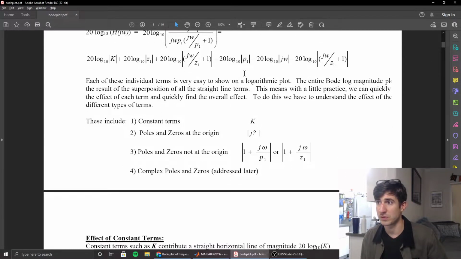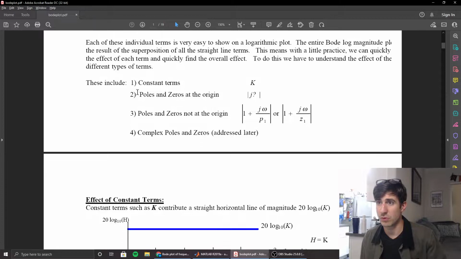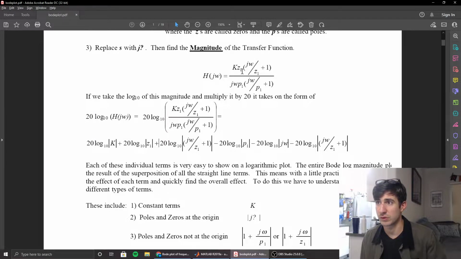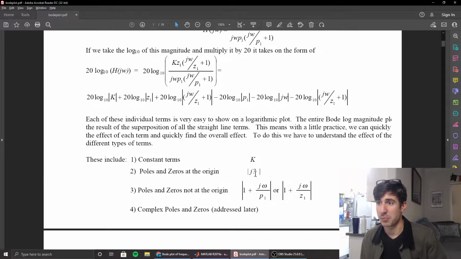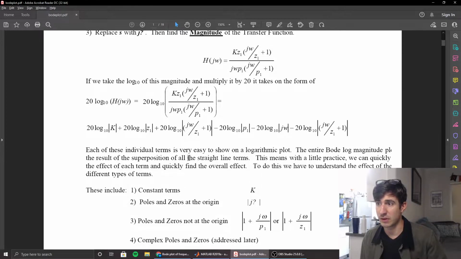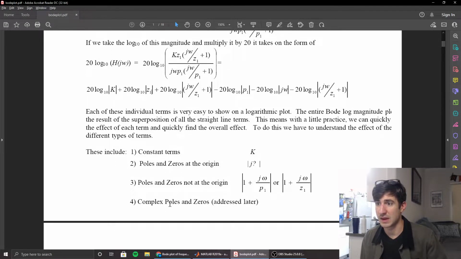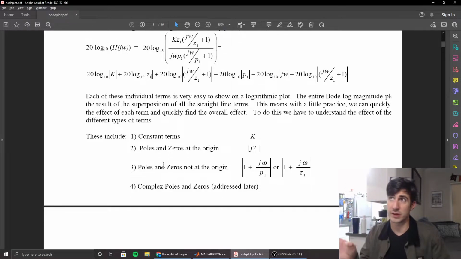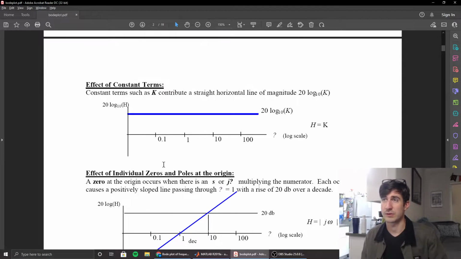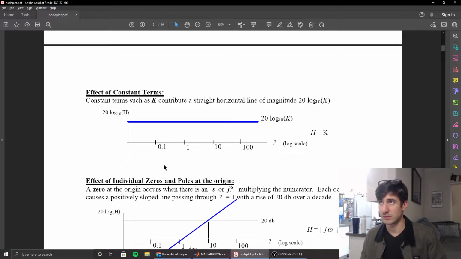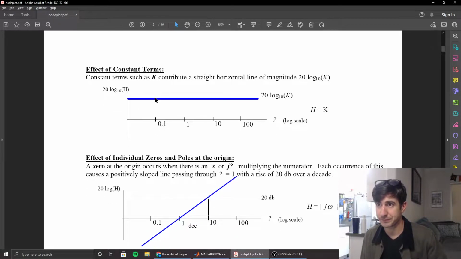And so when we sketch, we have a series of rules and an order of operations that we follow for the Bode plot. So you want to include the constant terms, which are the terms out front here, poles and zeros at the origin, so that would be something like this, for instance. Poles and zeros not at the origin, so that would be something like this. And then complex poles and zeros, we'll worry about those later, don't worry about it. If you're in an introductory course, you won't even need to worry about this at this time.